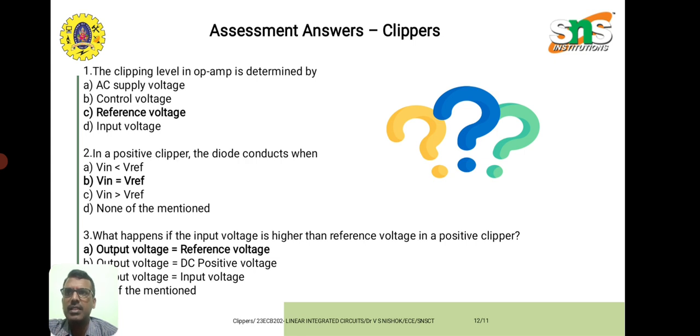The clipping level in the op amp is determined by the reference voltage is the right answer. In a positive clipper, the diode conducts when Vi is equal to V reference. What happens if the input voltage is higher than the reference voltage in a positive clipper? Output voltage will be equal to the reference voltage.